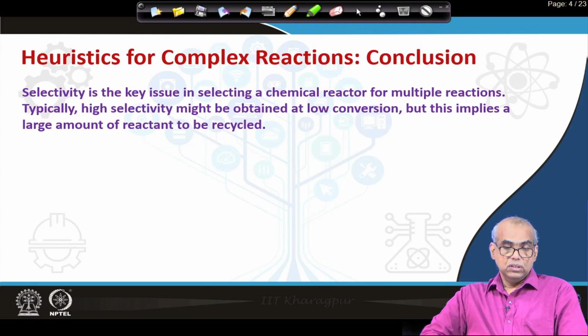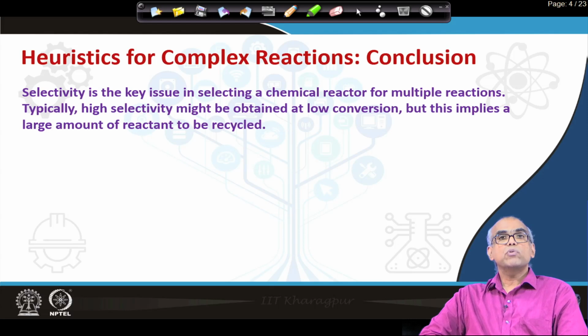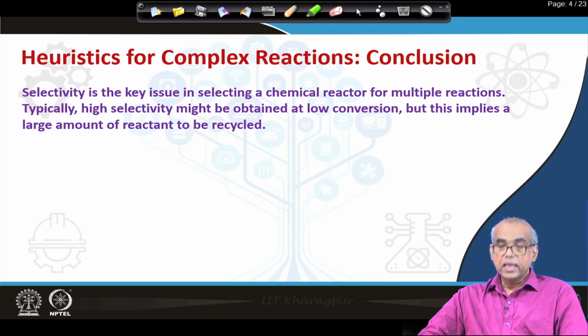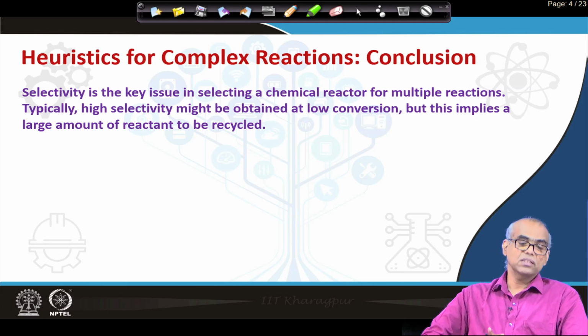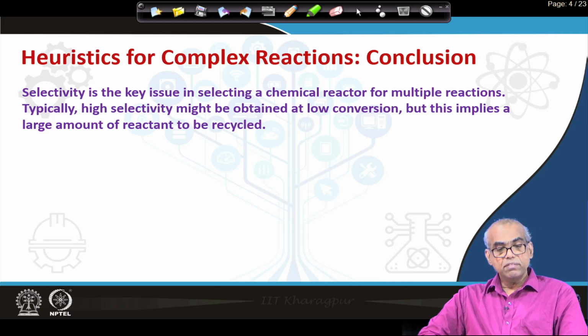Now, we talked about various heuristics for simple reactions and then complex reactions such as parallel reaction, series parallel reaction, etc. Selectivity is the key issue in selecting a chemical reactor for multiple reactions. Typically, high selectivity might be obtained at low conversions, but this implies a large amount of reactant must be recycled.